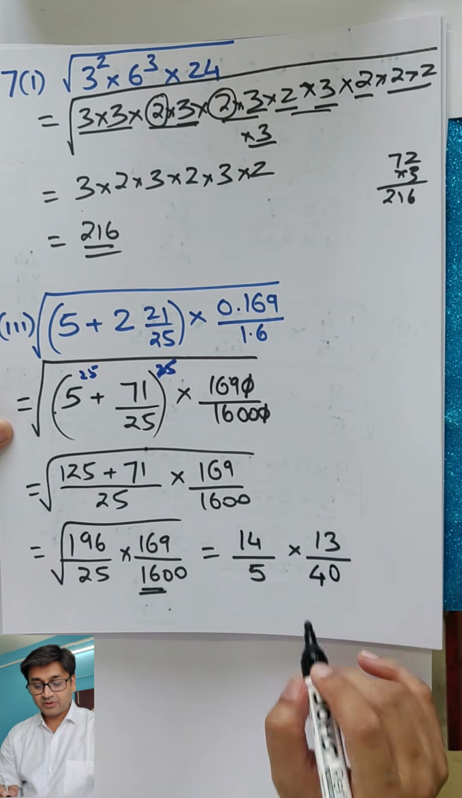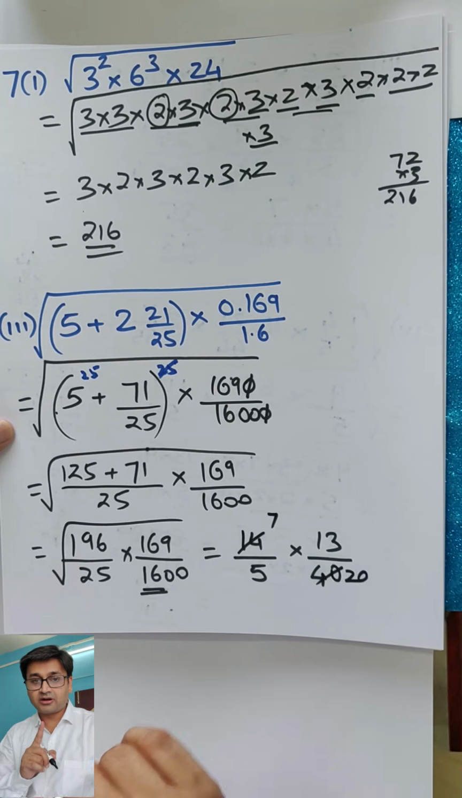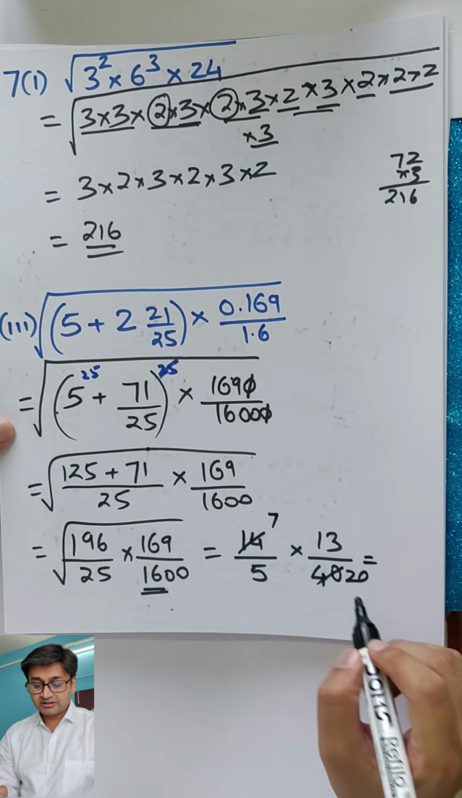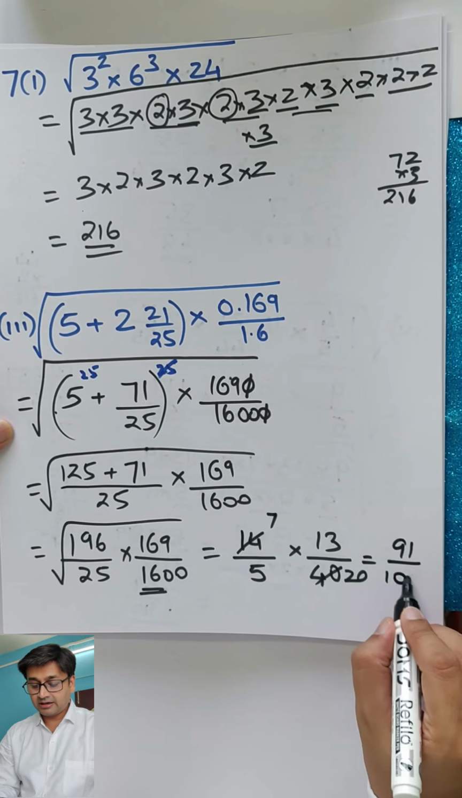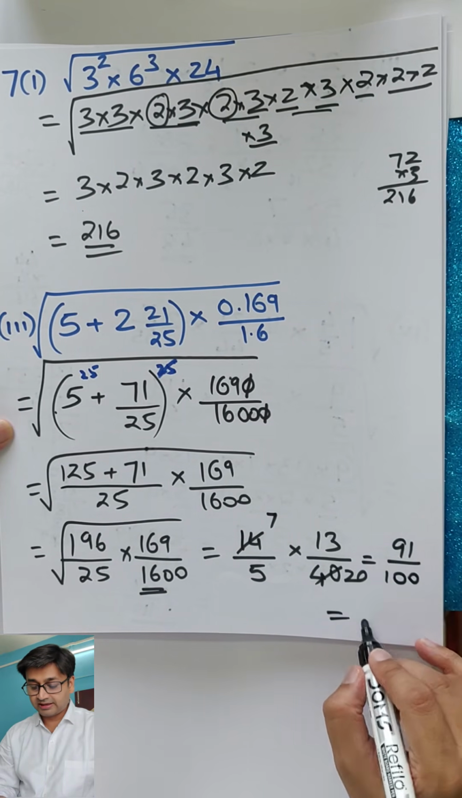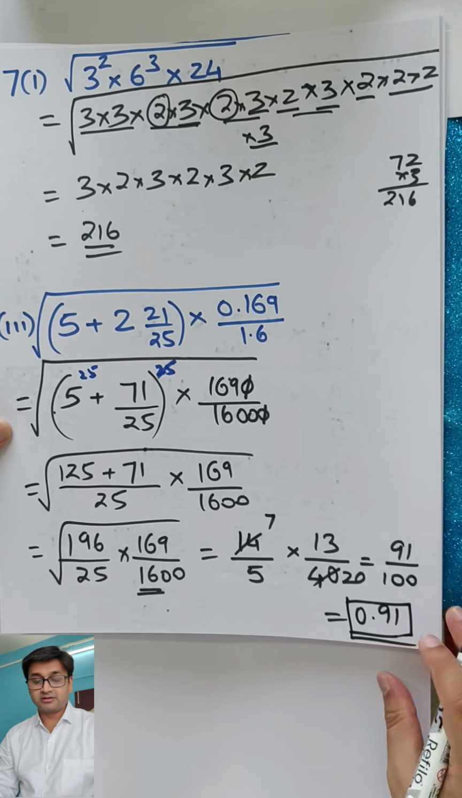So 40. Can anything get cancelled? 2 7s are, 2 20s are. Always write your answer in reduced form. So 7 into 13 is 91 and 5 into 20 is 100. Put decimals. So 0.91 should be your final answer.